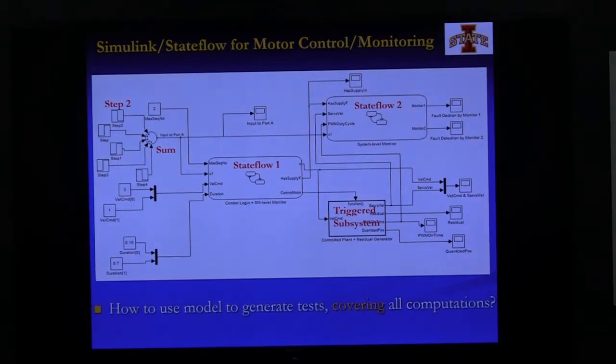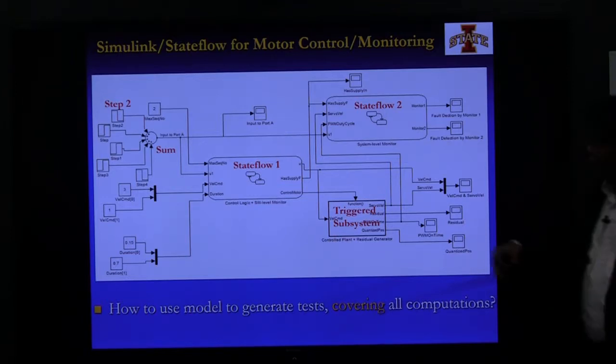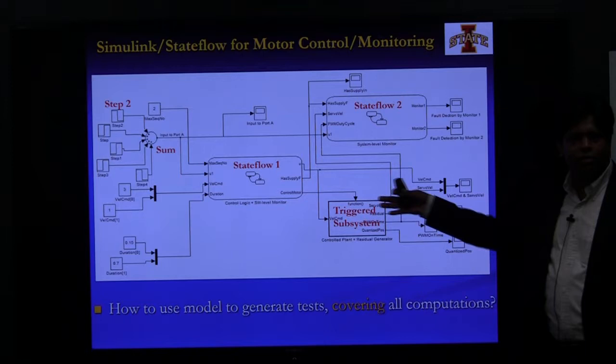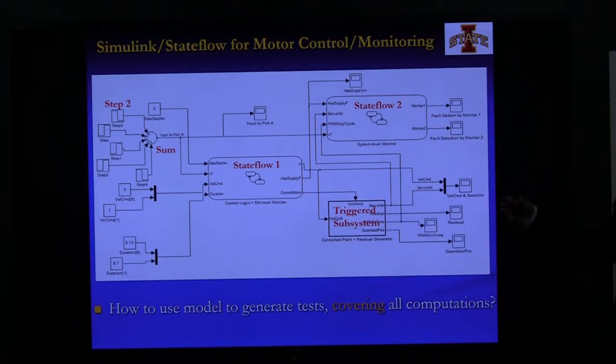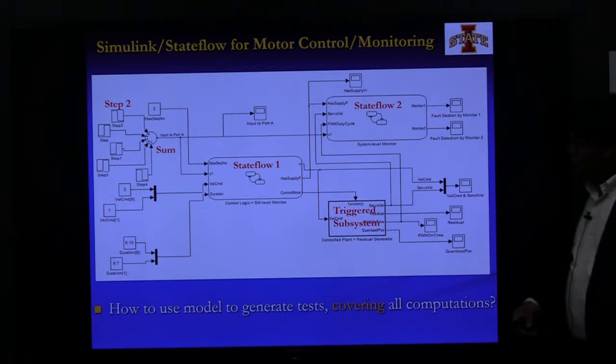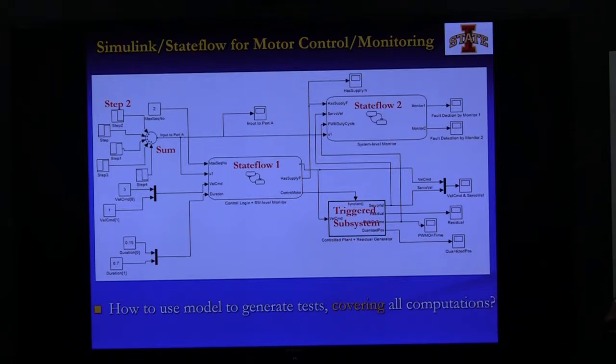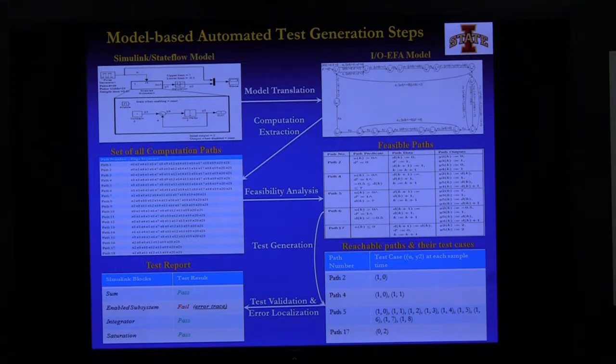So the question one needs to answer is, the control software that's going to run on a microprocessor is not going to be a Simulink diagram. It's going to be object code. The question is, can we use the fact that that code is generated from this source, which is a Simulink Stateflow diagram, and generate test vectors so that we can test the code? And we want to do this making sure that all the computations are covered. So here is the approach.